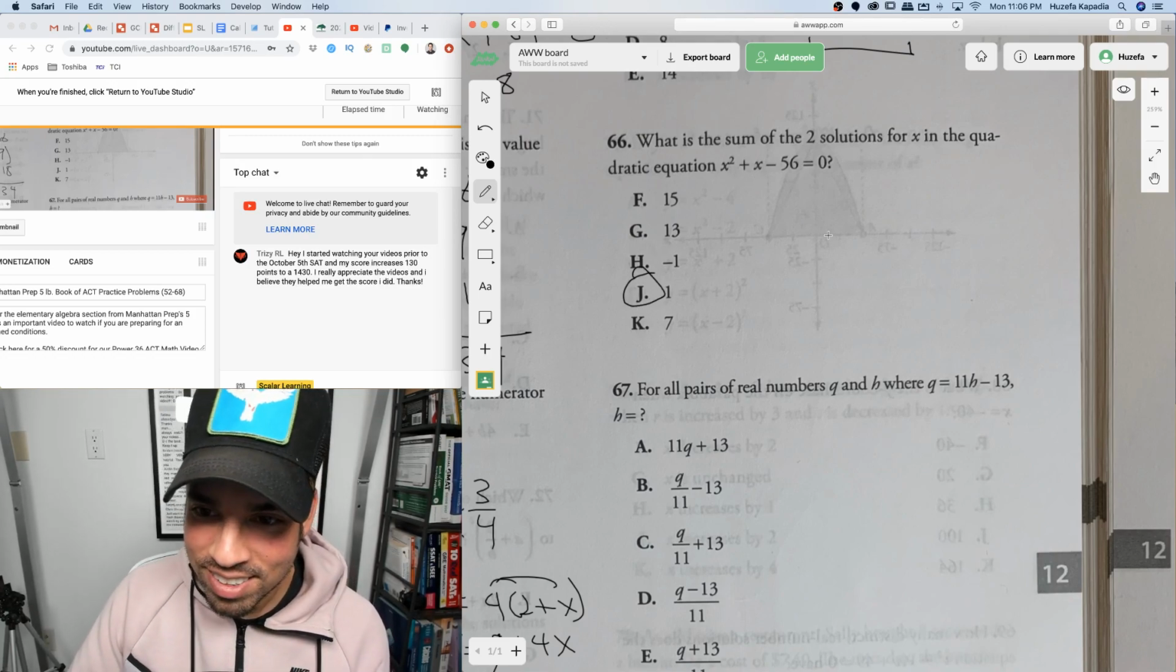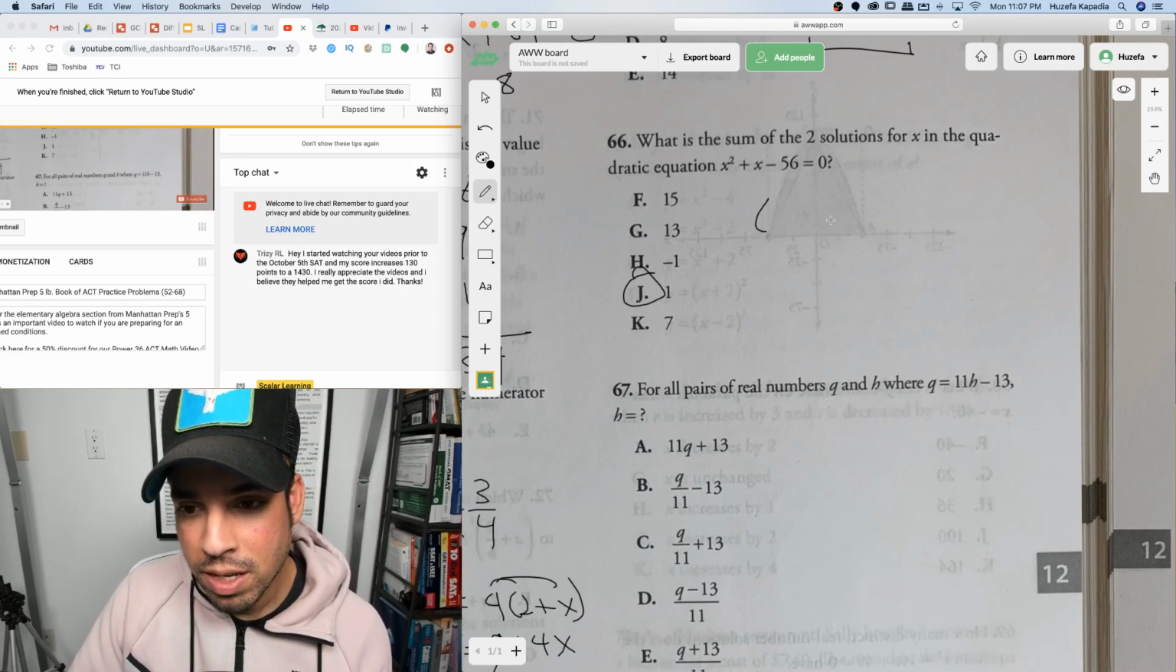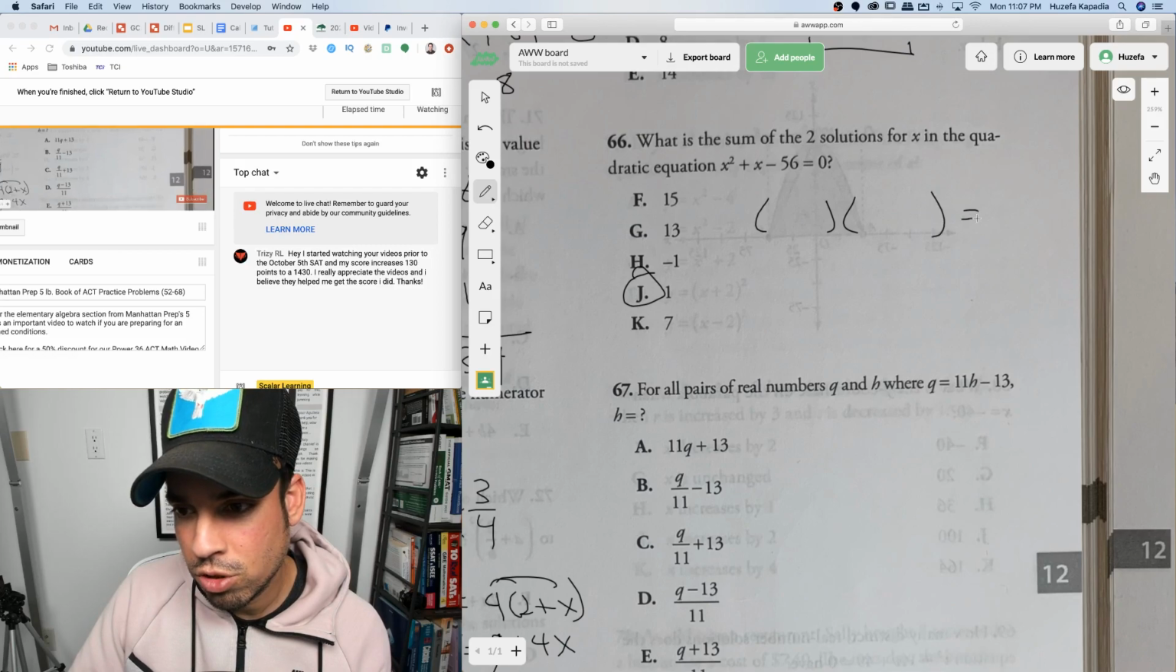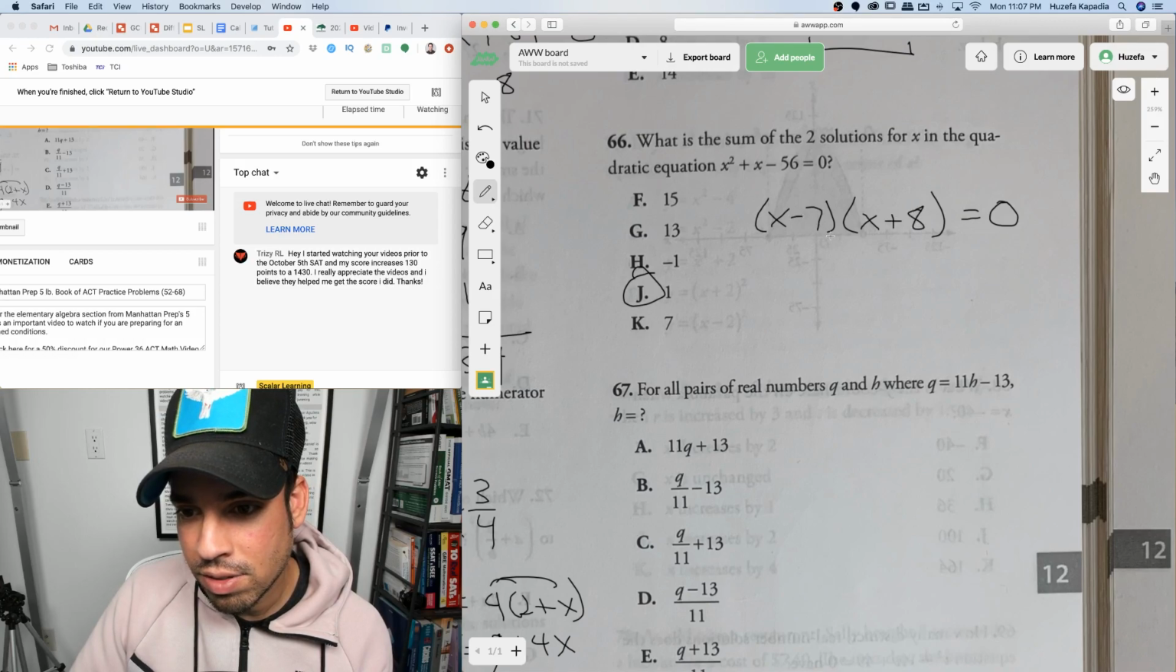I'll show you why, though. The sum of the two solutions for these is usually going to be your B term, but let's factor anyway and be careful just in case. So I got x and x, and I got negative 56. So what multiplies to negative 56 and adds to 1? That's positive 8 and negative 7, right?